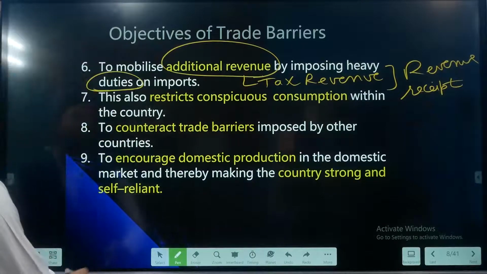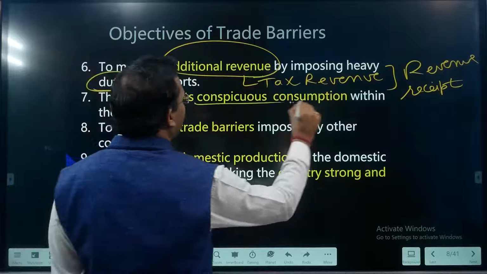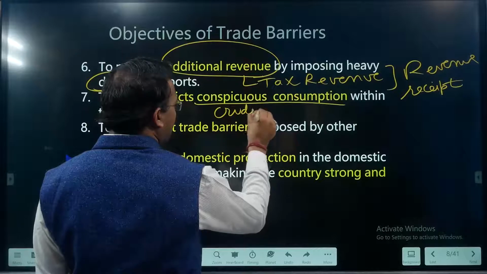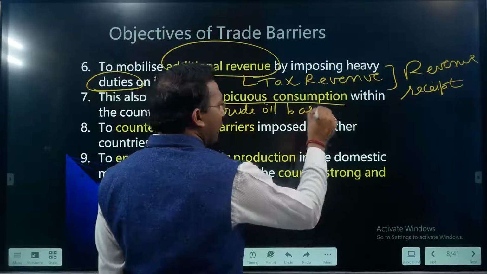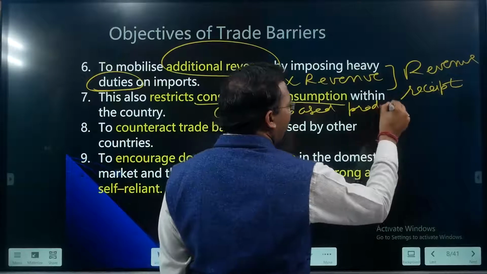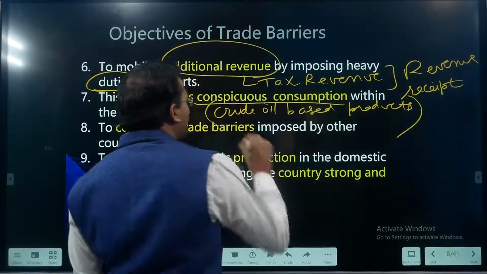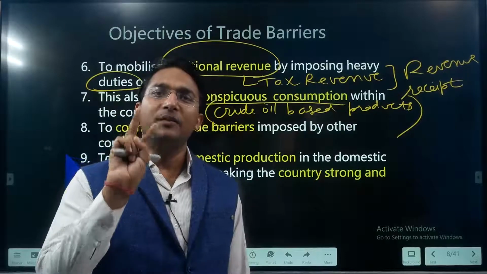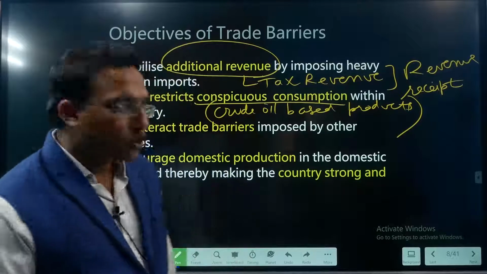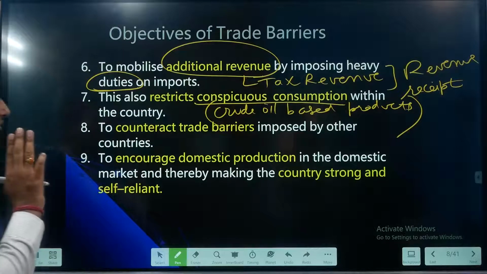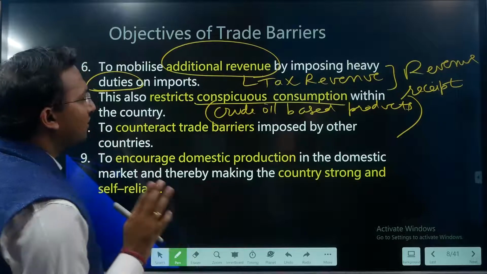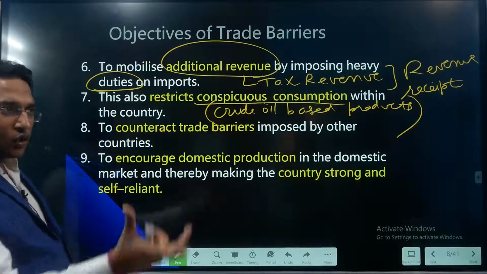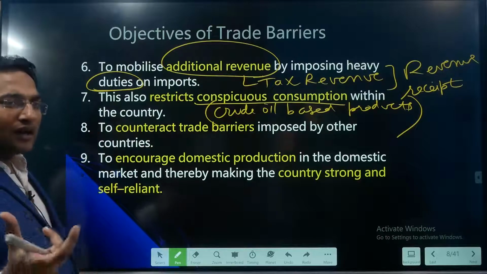Next, this also restricts conspicuous consumption within the country. So for example, overconsumption of the crude oil based products, petroleum products. So we want to restrict the petroleum product consumption. Why? Because first of all, it is polluting, and secondly, it is depleting our foreign exchange reserves. So to control the consumption of such products, the trade barriers might be imposed. We might have to put the import taxes so that their cost is increased and people reduce the consumption.